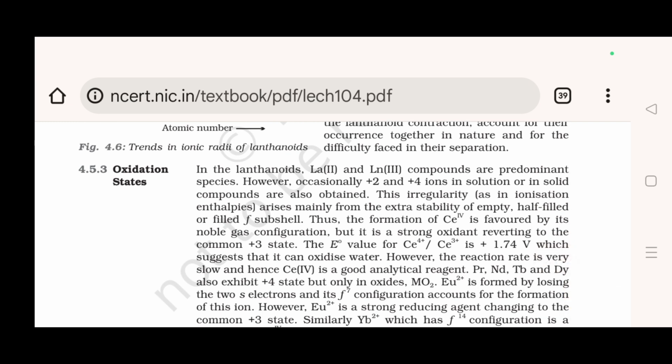Now we will discuss the oxidation states. In the lanthanoids, the +3 oxidation state, Ln3+ compounds, are the predominant species. However, occasionally +2 and +4 ions in solution or in solid compounds are also obtained. The irregularity in ionization enthalpies arises mainly from the extra stability of empty, half-filled or filled f subshell. Thus, the formation of Ce4+ is favorable by its noble gas configuration, but it is a strong oxidant, reverting to the common +3 state. The E0 value for Ce4+/Ce3+ is +1.74 volt, which suggests that it can oxidize water. However, the reaction rate is very slow and hence Ce4+ is a good analytical reagent.